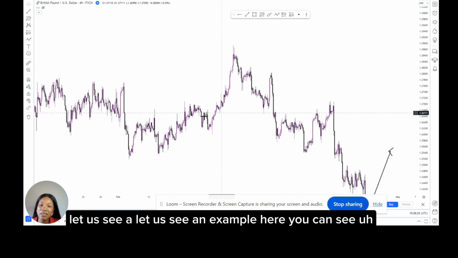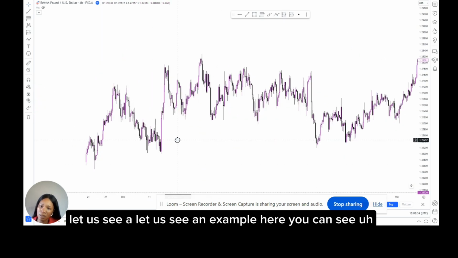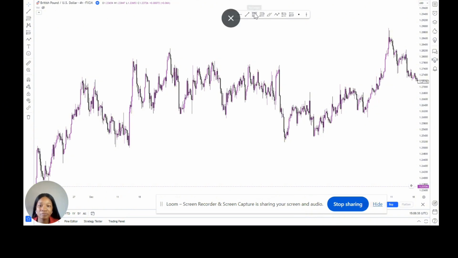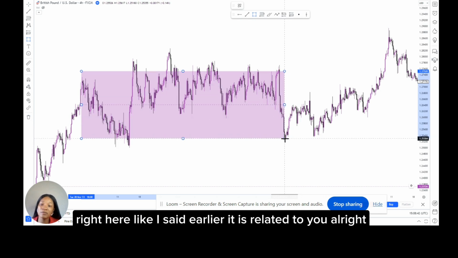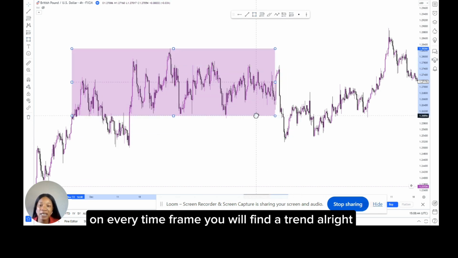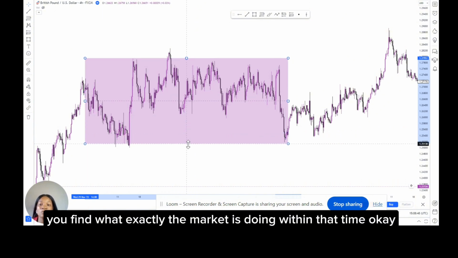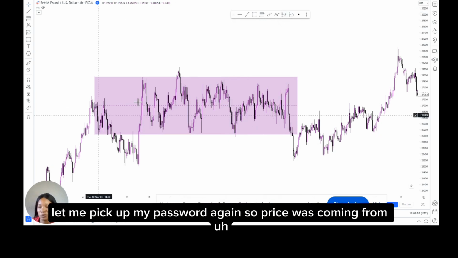Again, let us see an example here. Like I said earlier, it is relative. On every time frame you will find a trend. You find what exactly the market is doing within that time. Okay, so let's take this as an example. Let me pick up my path tool again.